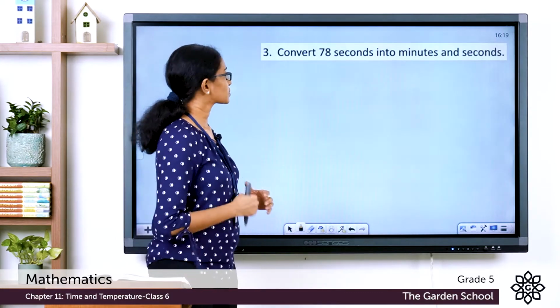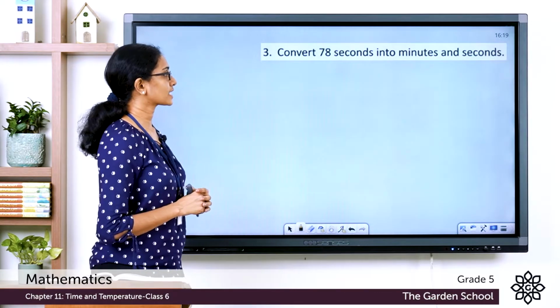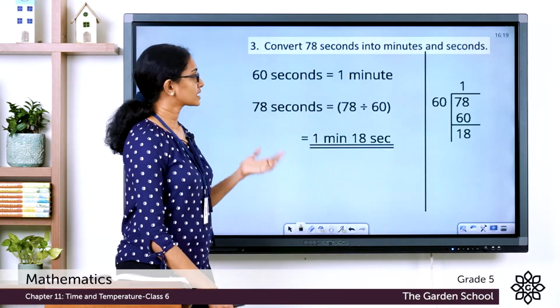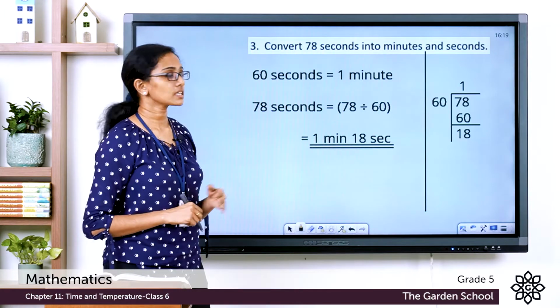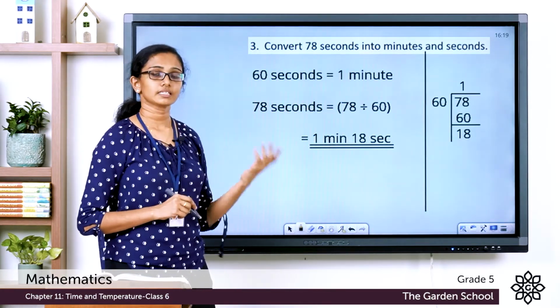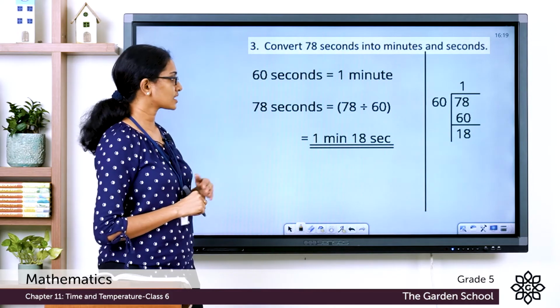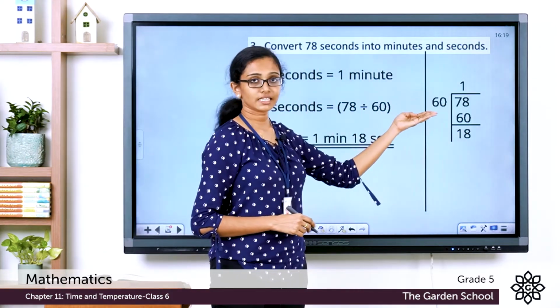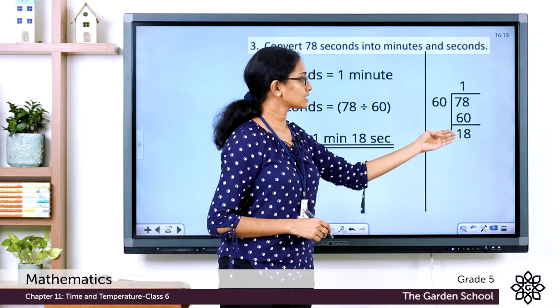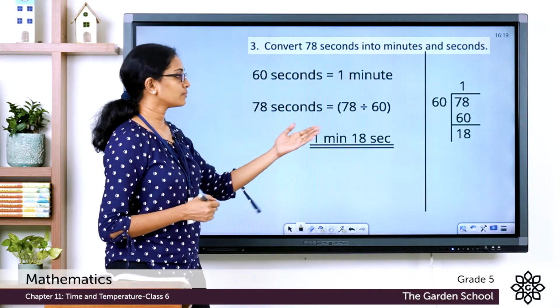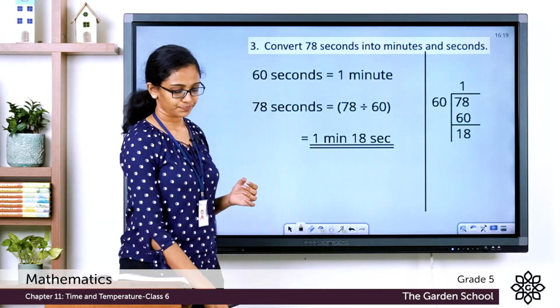So we'll see the next one. Convert 78 seconds into minutes and seconds. So we know 60 seconds equals 1 minute. So 78 seconds will be equal to 78 divided by 60. And that is equal to, see, when you divide 78 seconds by 60 seconds, you get 1 minute plus 18 seconds extra or remaining. So the equivalent is 1 minute 18 seconds.